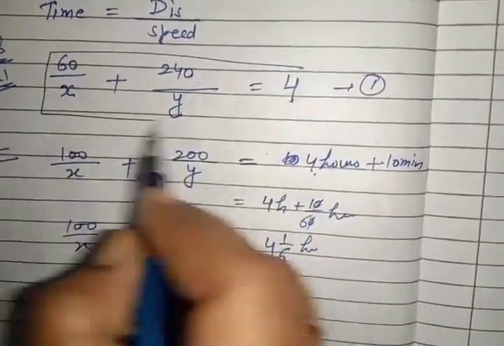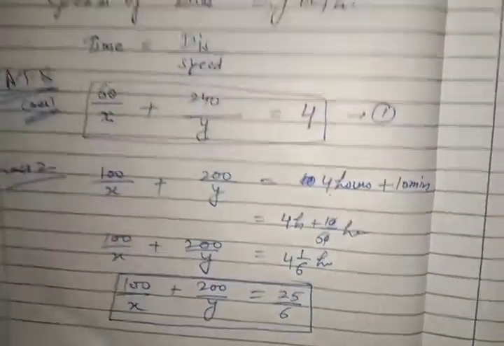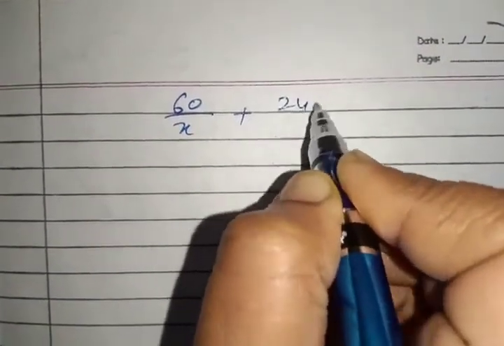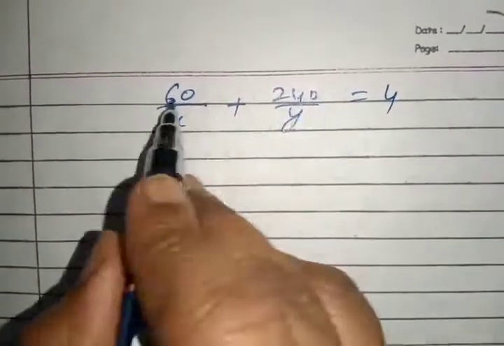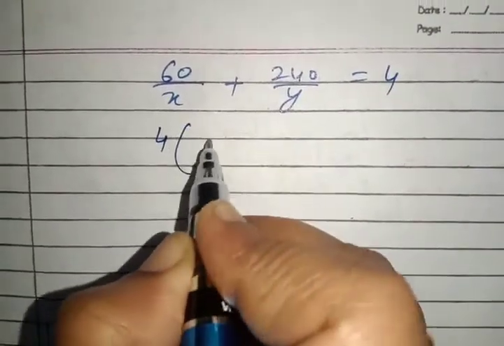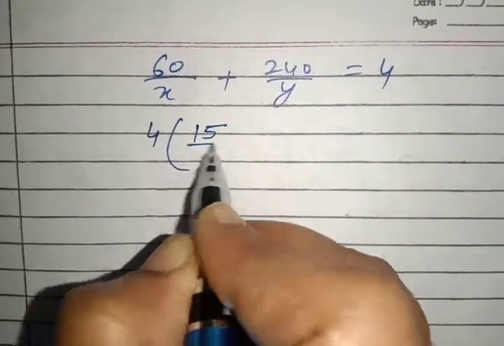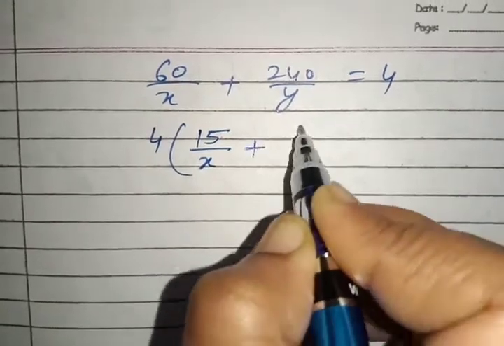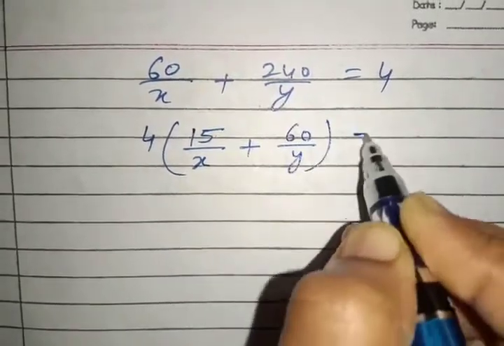I can simplify it for you, because the calculation, I will make it easy for you. This is the first equation. You can take 4 common here. When we take 4 common, it will be 15 by x plus 60 by y is equal to 4.